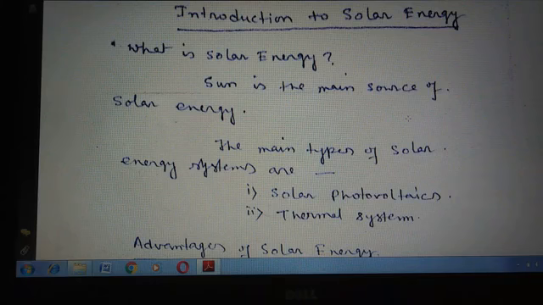The advantages: solar energy is easily available. It is a renewable source of energy, and it is also an eco-friendly system. So these are the advantages of solar thermal energy.